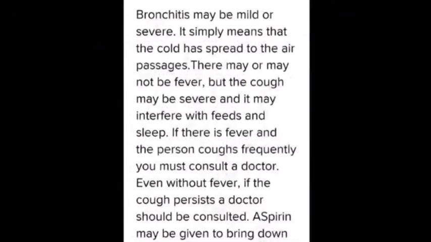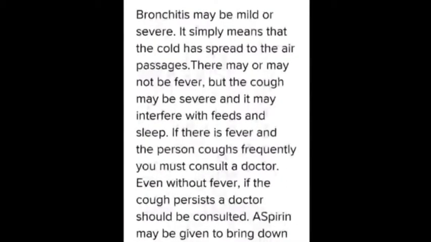Read the text and translate. Bronchitis may be mild or severe. It simply means that the cold has spread to the air passages. There may not be fever, but the cough may be severe and it may interfere with food and sleep. If there is fever and the person coughs frequently, you must consult a doctor. Even without fever, if the cough persists, a doctor should be consulted. Aspirin may be given to bring down the fever.